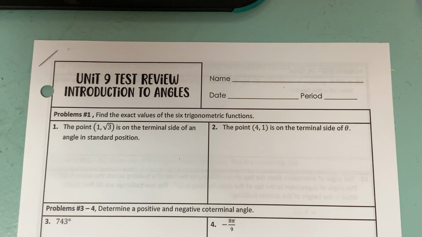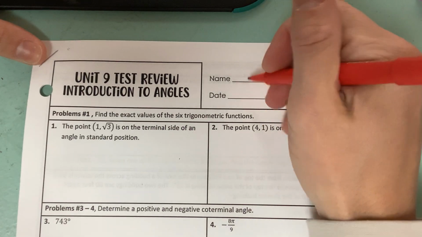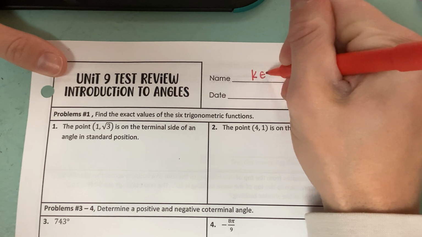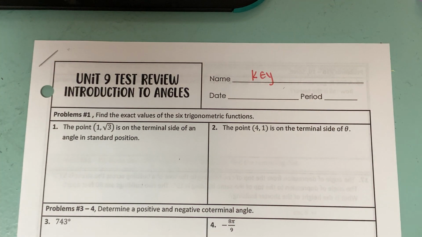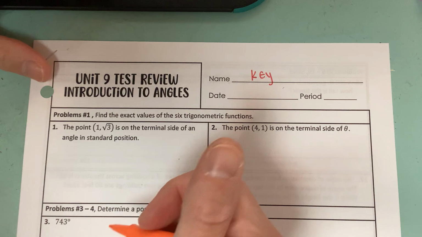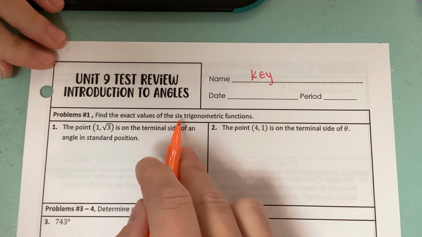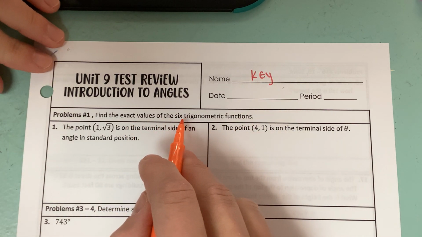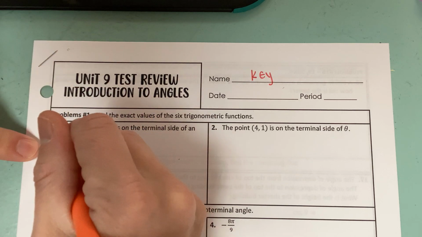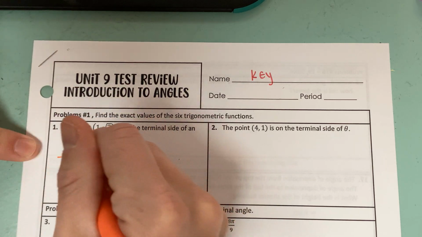All right, we're doing the review for the Unit 9 test, Intro to Angles. On question 1, it says the point (1, square root of 3) is on the terminal side of the angle in standard position, and we want to find the value of the 6 trig functions. So I'm going to sketch what this looks like.